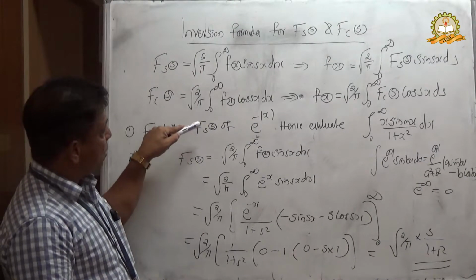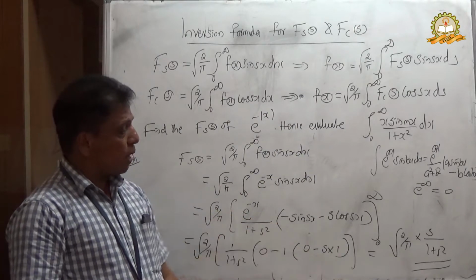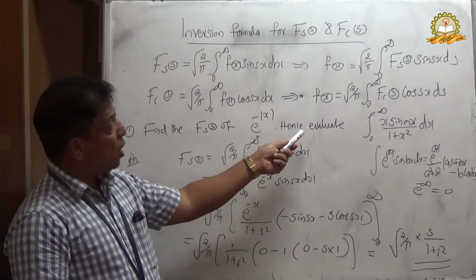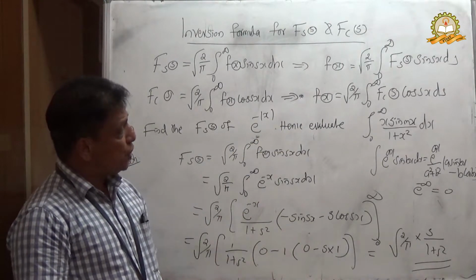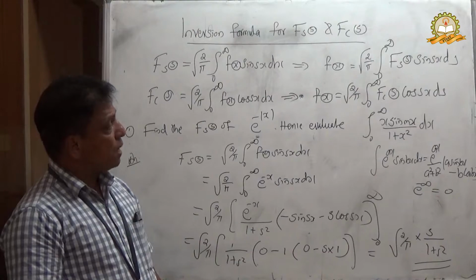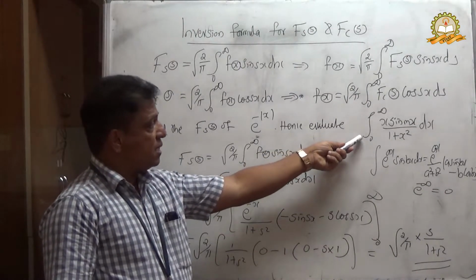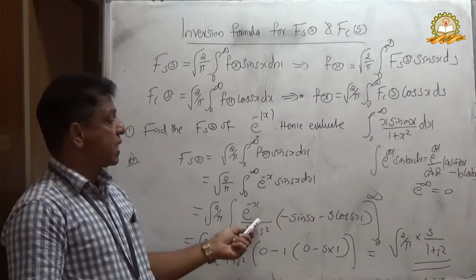We found the Fourier sine transform of e raised to minus mod x. The answer is root of 2 by pi into s by 1 plus s square. In addition to that, we have to evaluate the integral 0 to infinity x sin mx by 1 plus x square dx. To evaluate this, we apply the inversion formula for Fourier sine transform.